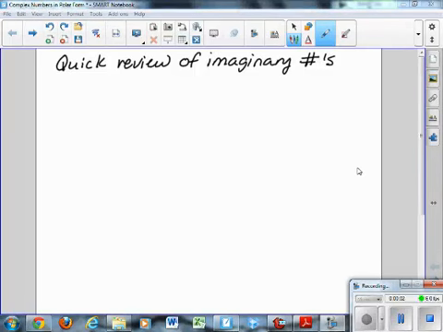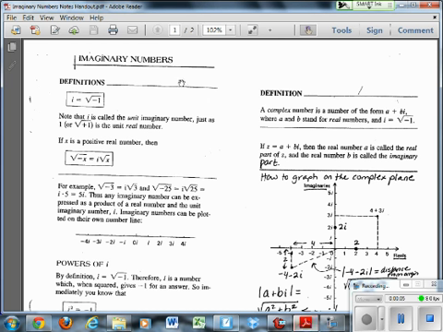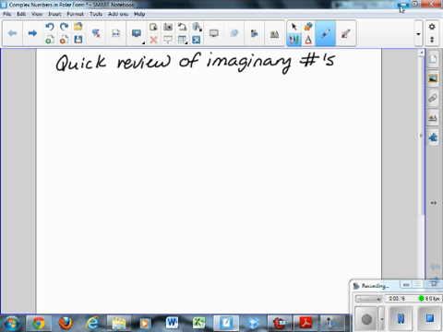I want to do a quick review of imaginary numbers. You do have a handout called Imaginary Numbers that has everything in it that I'm going to be talking about and more. But for those of you who like a verbal explanation of things, I'm going to explain some of these verbally as well.